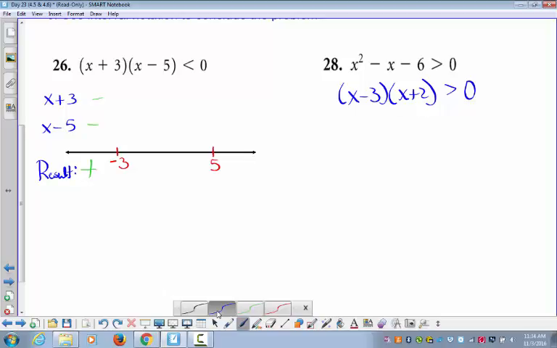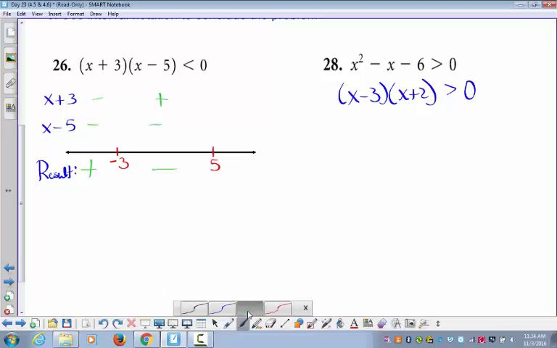In the middle, between -3 and 5, obvious test value, 0. Doesn't matter, pick any number in there, but 0 is a pretty good one to pick. So this factor here, if you plug in 0, that's positive. Plug in 0 there, this factor is negative. Multiply, and you get a negative.